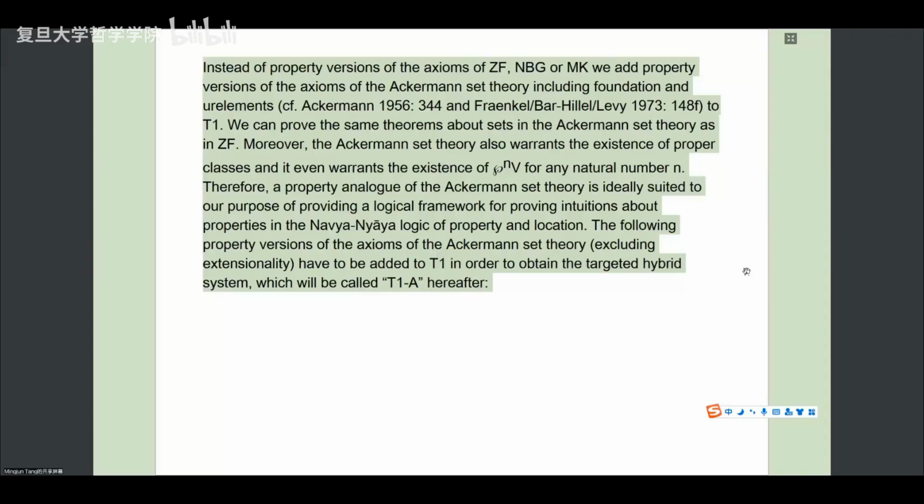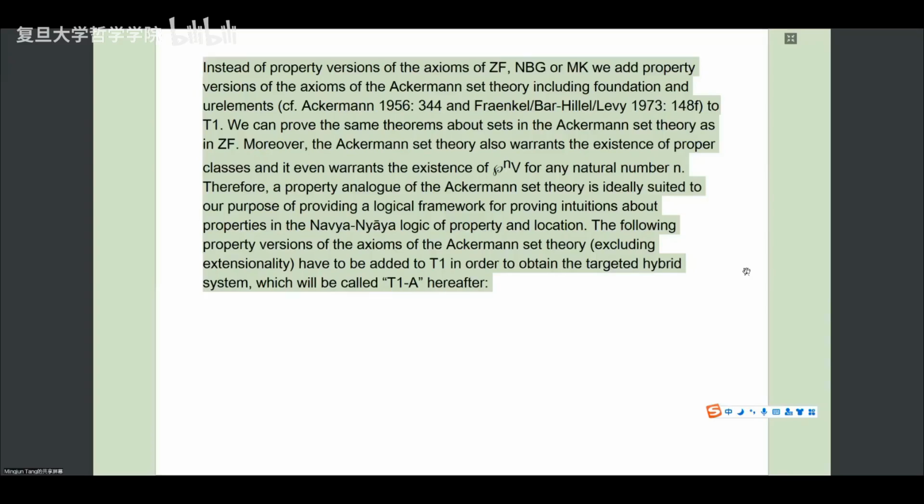We can prove the same theorems about sets in the Ackermann set theory as in Zermelo-Fraenkel. This has been shown. Moreover, the Ackermann set theory also warrants the existence of proper classes, and it even warrants the existence of the power set of V and the n-fold power set of V for any natural number n. So we have also something like the singleton of the universal class, whatever we like.